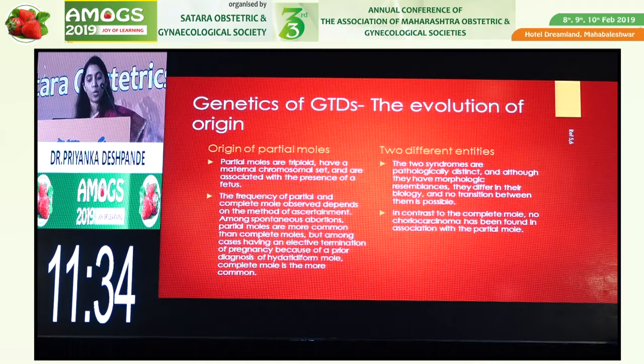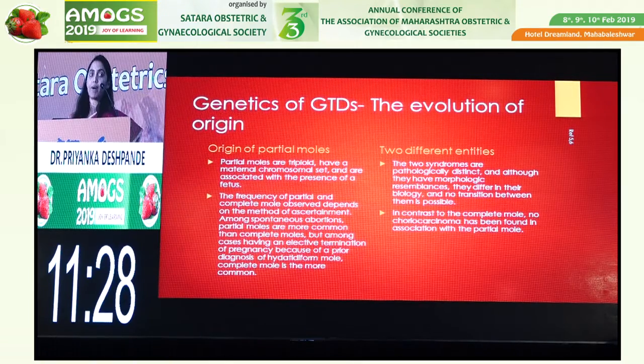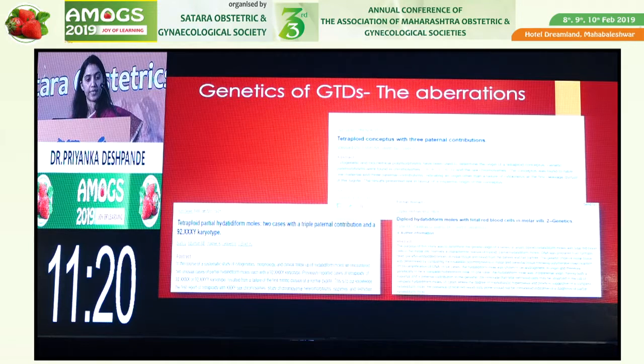In contrast to complete mole, no choriocarcinoma or very little chance of choriocarcinoma is seen in partial moles, and hence it is very important for us to differentiate clinically between complete moles and partial moles before we start treating them. Yes, there are again some genetic aberrations. It is not black and white as it is seen.